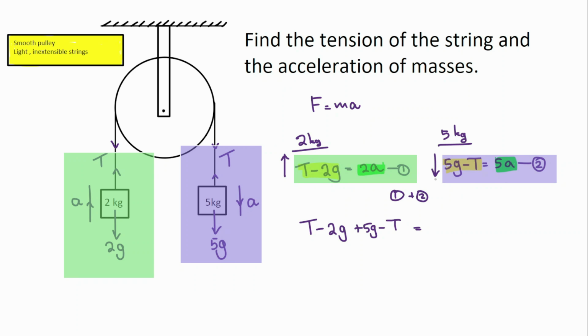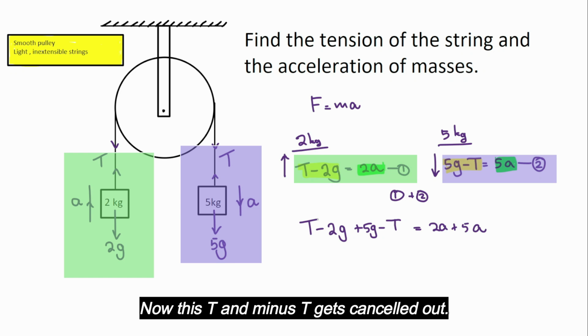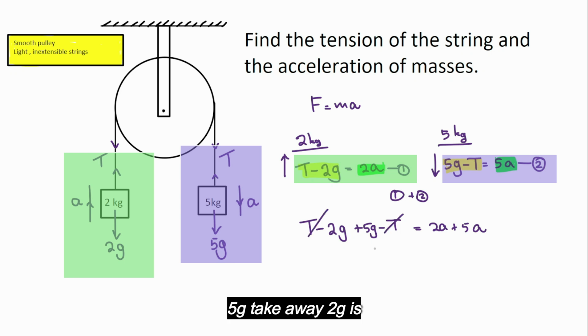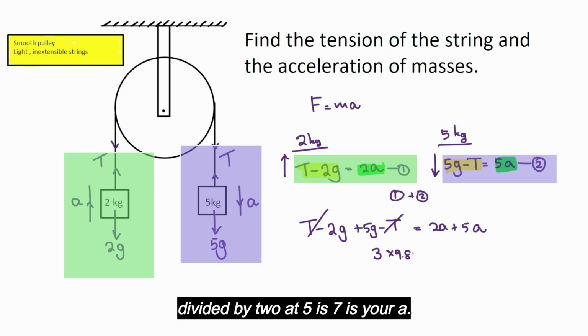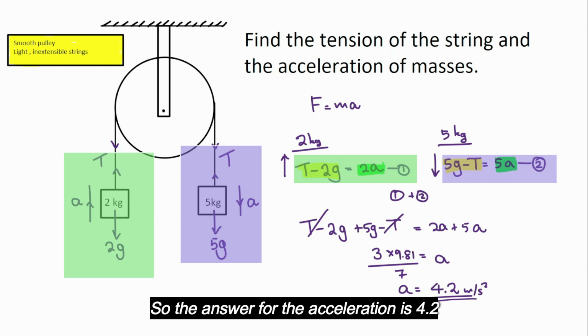So we got 2A add 5A, which is 7A. Now this T and minus T get cancelled out. 5G take away 2G is 3G, which is 3 times 9.81 divided by 2 add 5, which is 7, is your A. So the answer for the acceleration is 4.2 meters per second squared.